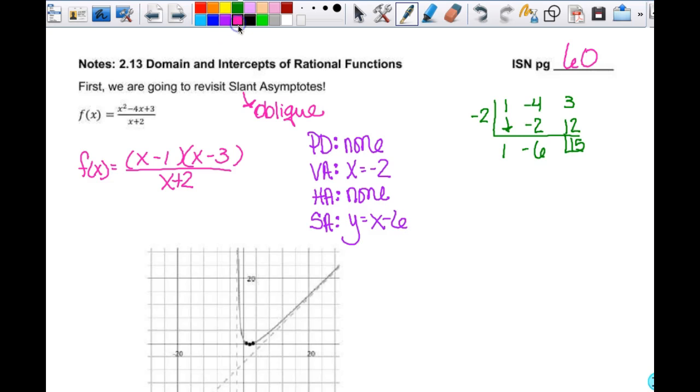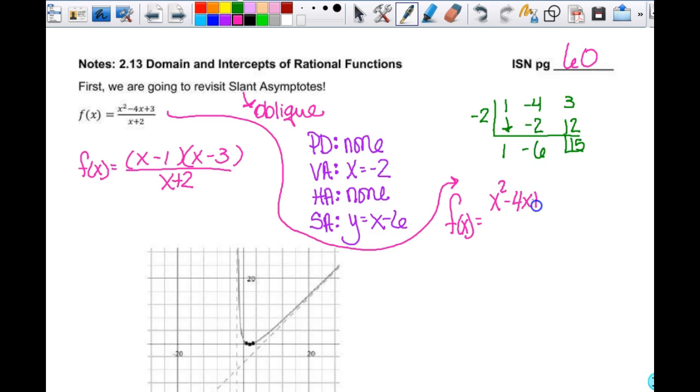So then I'm going to take my original one here, and I'm going to rewrite it right here. So f of x is equal to x squared minus 4x plus 3 over x plus 2. What I got from my synthetic division was x minus 6. And if I actually got the whole thing, like when we did synthetic division before, that'd be plus 15 over what? X plus 2, over the divisor, right? Aren't these two things equal? Just think about that for just a second.